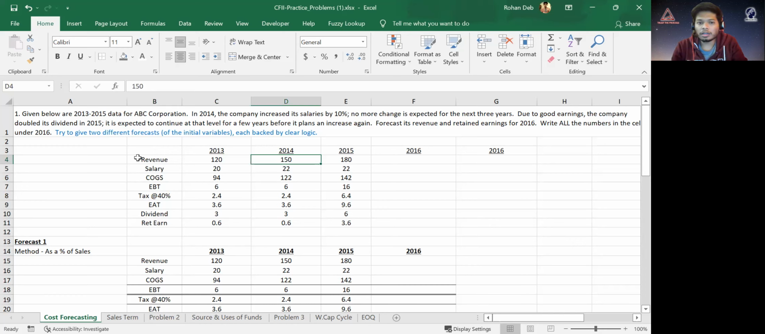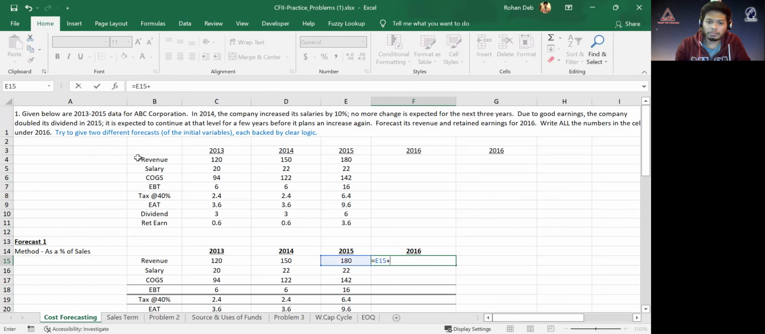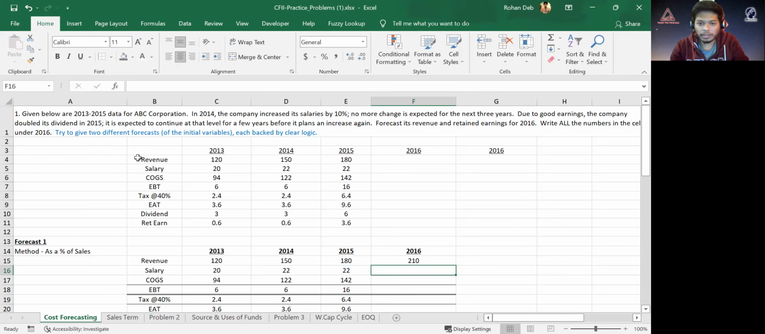Basically, here you can see that there is a straight line increase in revenue. It says 120, 150, 180. So every year it's increasing by 30. So directly you can say that for the 2016 period, the increase will be by 30 again. So equal to 180 plus 30. Okay, so that's 210. Now here it was given straight line, so it's fine.